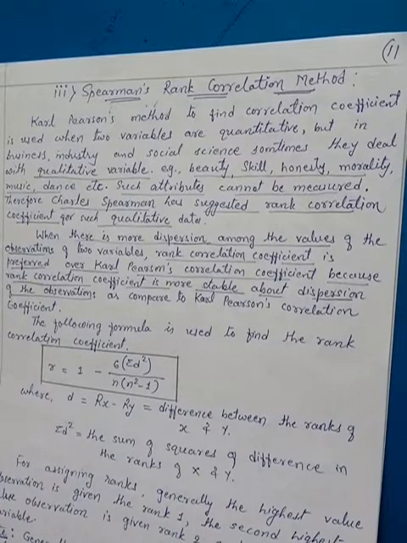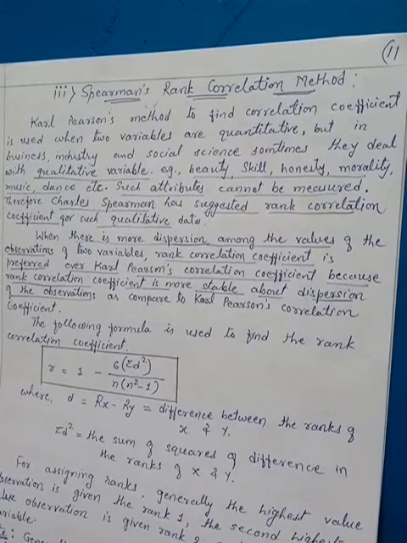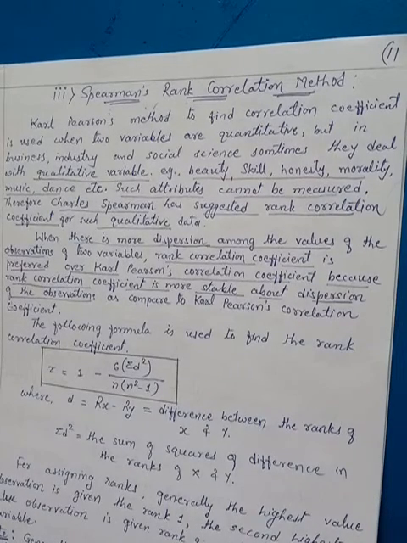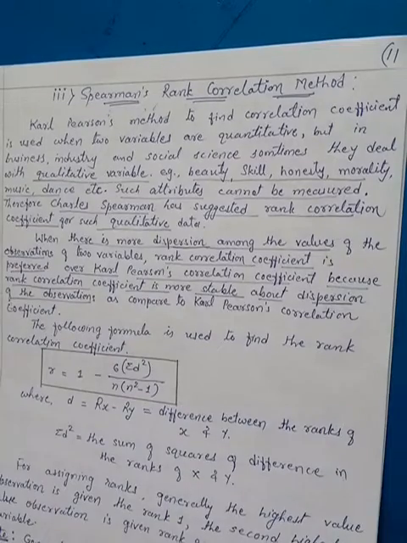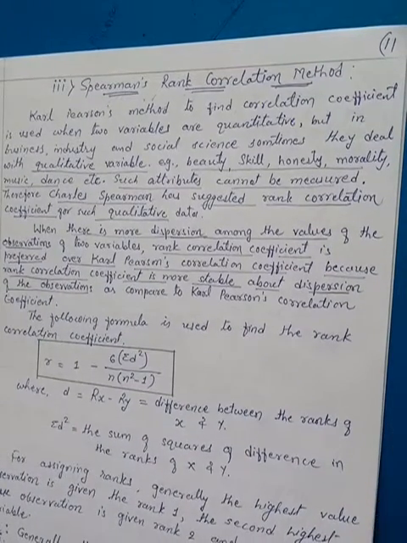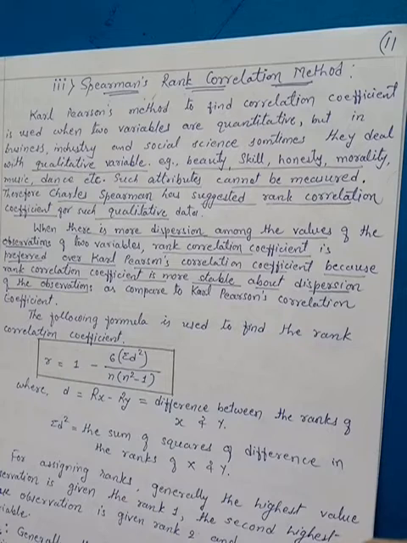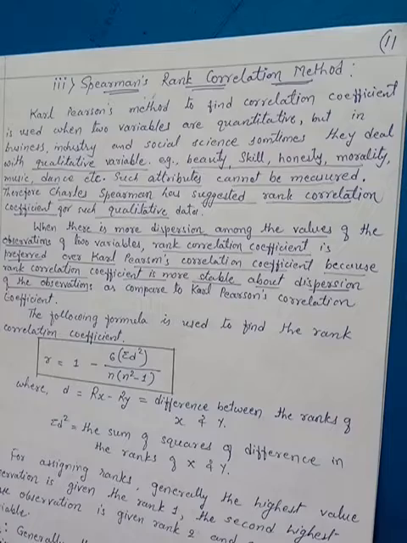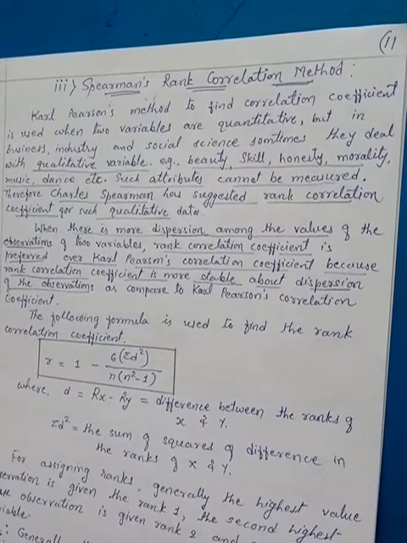because the rank correlation coefficient is more stable. Why is it more stable? Because we are assigning ranks, and ranks are assigned in the order of numbers like 1, 2, 3, 4, 5, 6. So the dispersion in such assigned ranks will be very less compared to the dispersion in the values which are directly provided to us.